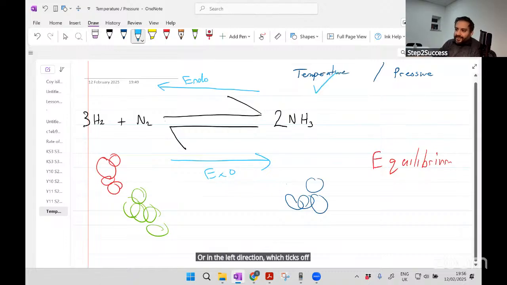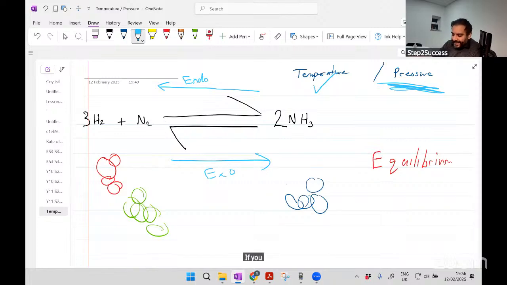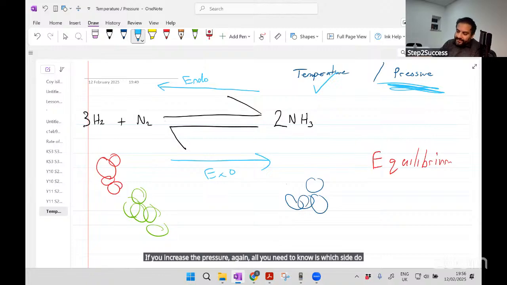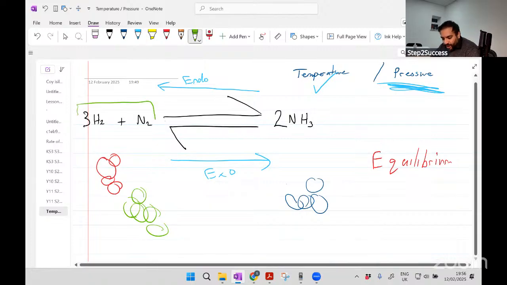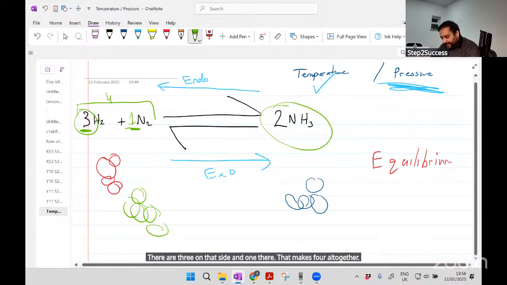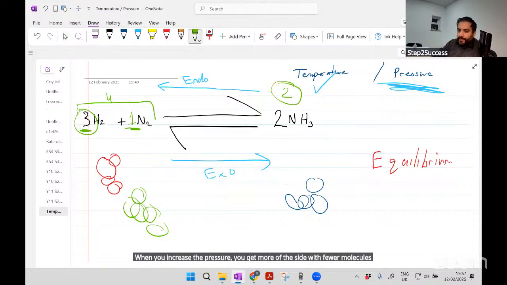The only other thing you need to know is what happens when you change the pressure. If you increase the pressure, again, all you need to know is which side you go on. Do you go on the left-hand side? Do you go on the right-hand side? How do you know which side we get more of? And the answer is you count. You count how many of the big numbers are on the left-hand side. There are 3 on that side and 1 there. That makes 4 altogether. How many are on this side? There's 2 on that side. When you increase the pressure, you get more of the side with fewer molecules, the smaller number.